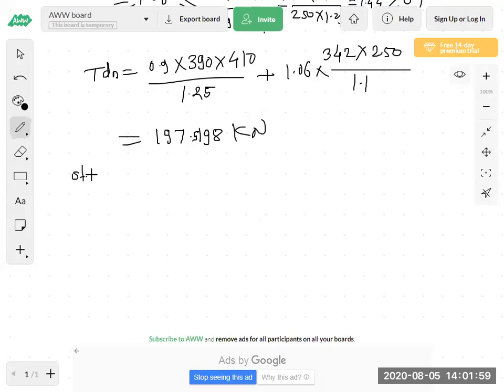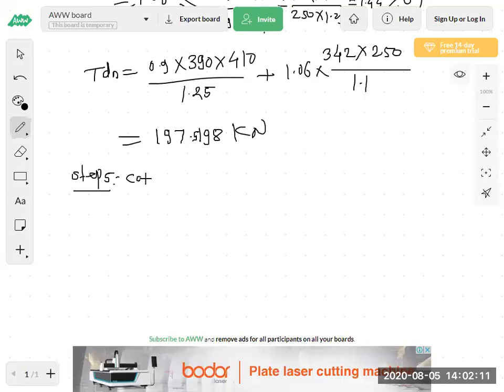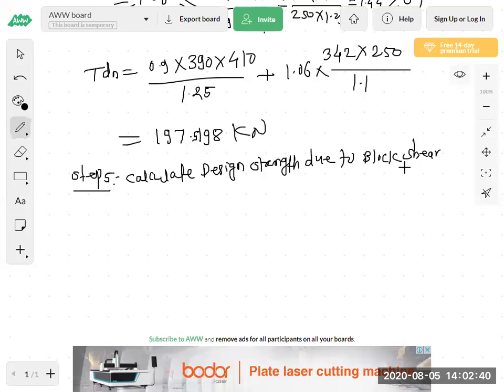Now step number 5. Calculate design strength due to block shear. Last and final strength. There are 3 strengths we have to calculate. Strength due to yielding of cross section, strength due to rupture of critical section, and last strength is strength due to block shear.